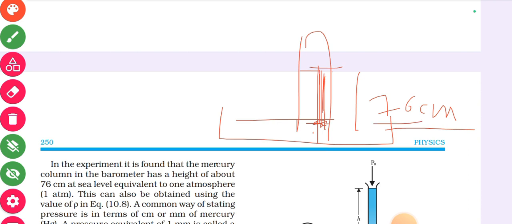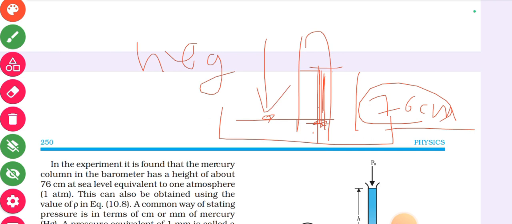H rho g: this height multiplied by the density of mercury and g, the H rho g formula that we have understood. And at this point the atmospheric pressure is exerting pressure. Okay, and there's one more point that you should remember: at a particular horizontal level, the pressure at each point is the same. So this should be equal to the atmospheric pressure. So this is how we measure atmospheric pressure, by the use of a barometer.